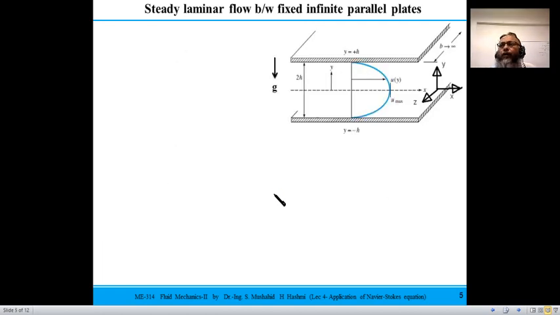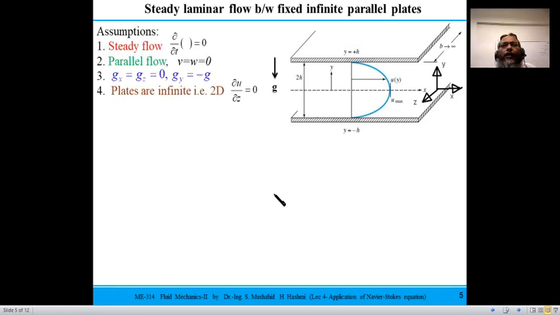So we have a problem at hand, the two fixed plates, and we have assumed steady state. We have assumed laminar flow, which means the fluid is flowing parallel to the plate, and acceleration is always acting downward. It is an infinitely wide plate, so the variation of the velocity is not taking place in the z direction. So these are our four assumptions, and I have used some color coding here.